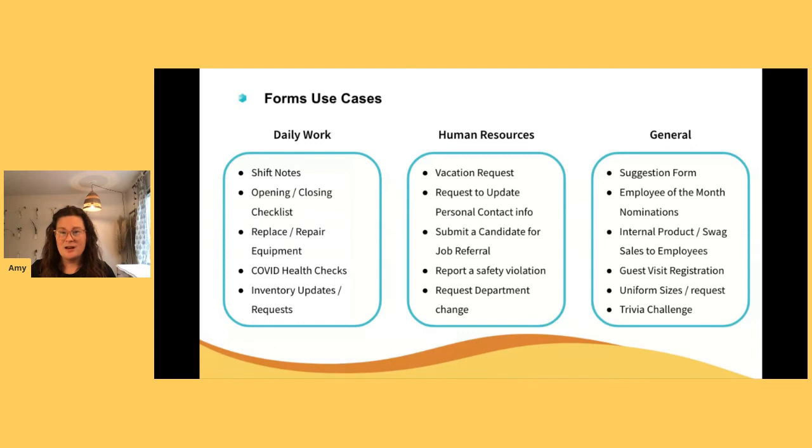We also see a lot of internal product or swag sales to employees. So for example, we have a customer in a meat manufacturing company where they often run promotions to their employees that they can buy the meat at a discounted price. So they'll put up a form with the type of meats that are available and employees can submit it saying how many of each different type they would like to purchase.